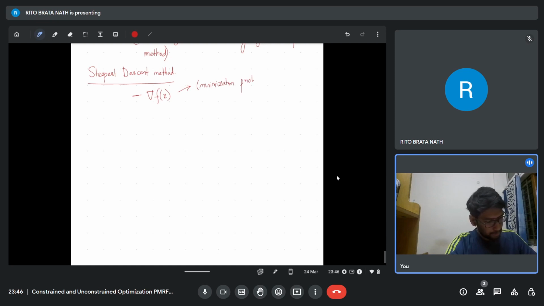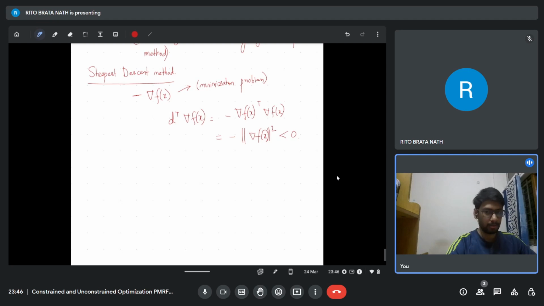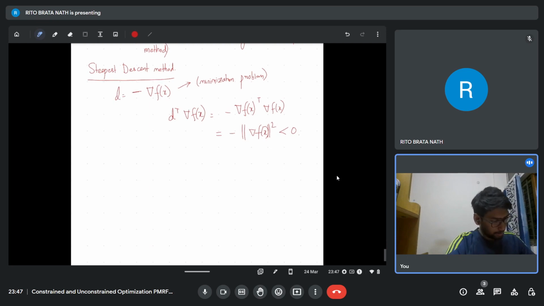The reason is that if you take d transpose times the gradient of fx, this becomes minus of gradient of fx transpose times gradient of fx, which is minus of the norm of the gradient of fx squared. So this is less than 0. That means you are decreasing your objective function value. So that's the descent direction in the minimization problem, right?